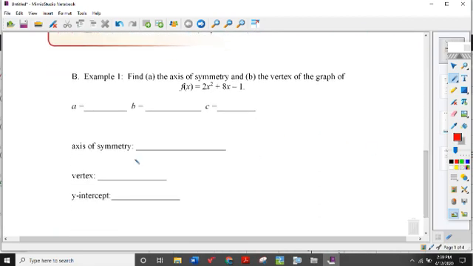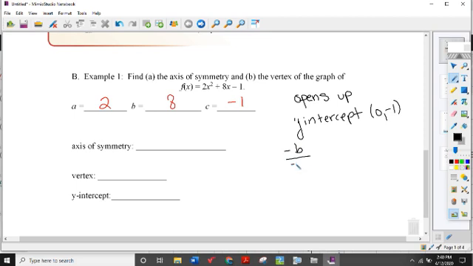So if we're looking at our equation in example number 1, a is 2, b is 8, and c is negative 1. Actually, let's start with this. Which way does our graph open? a is positive, so our graph will open up. What is the y-intercept? So look at c. c is negative 1, so our y-intercept is the point (0, negative 1).